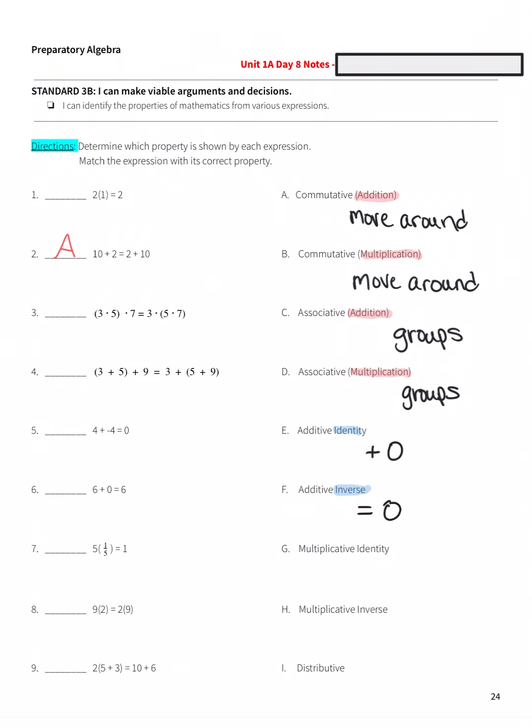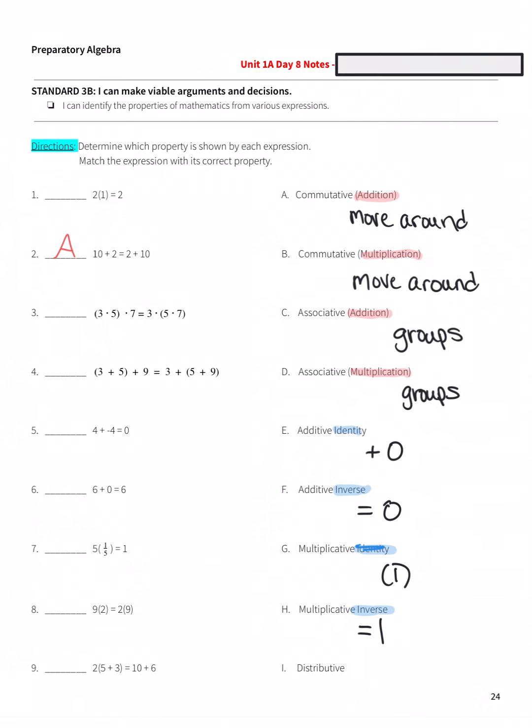Now, with the multiplicative identity, again, it's identity, so you're trying to get the answer to stay the same. And in order to do that, it's when you multiply by the number 1. And then the multiplicative inverse, you're trying to get an answer of 1. And you do that, remember, by multiplying by the reciprocal.